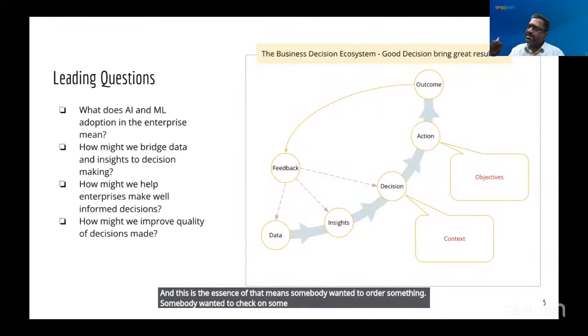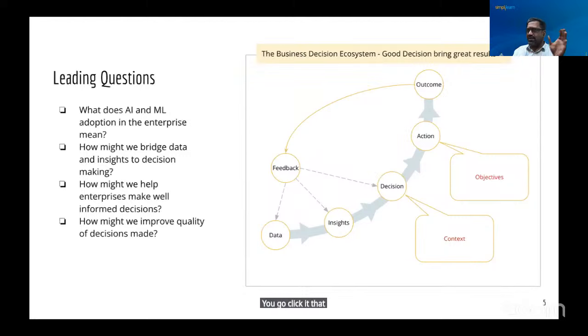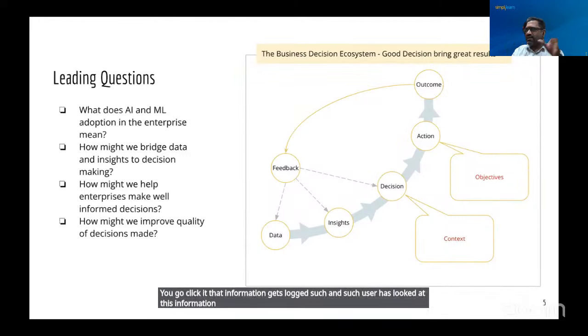Everything is tracked. So if some information is available on the website and you click it, that information gets logged. Such and such user has looked at this information for so much time. All that information is available.